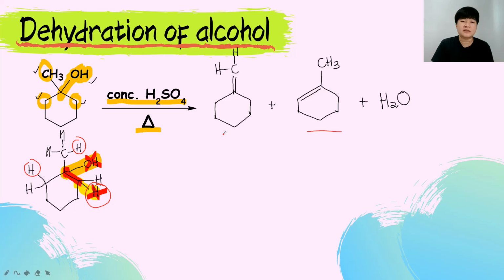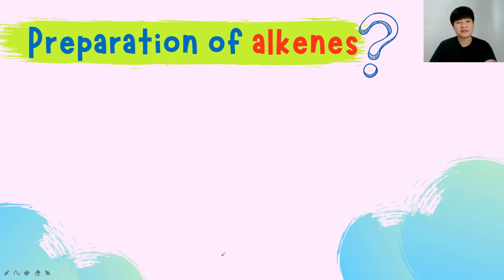If all the products are different from each other, then we are going to write them out. Bear that in mind: not all the neighboring carbons. We will only choose them if they're able to produce different alkenes. Okay? Moving to the next thing.